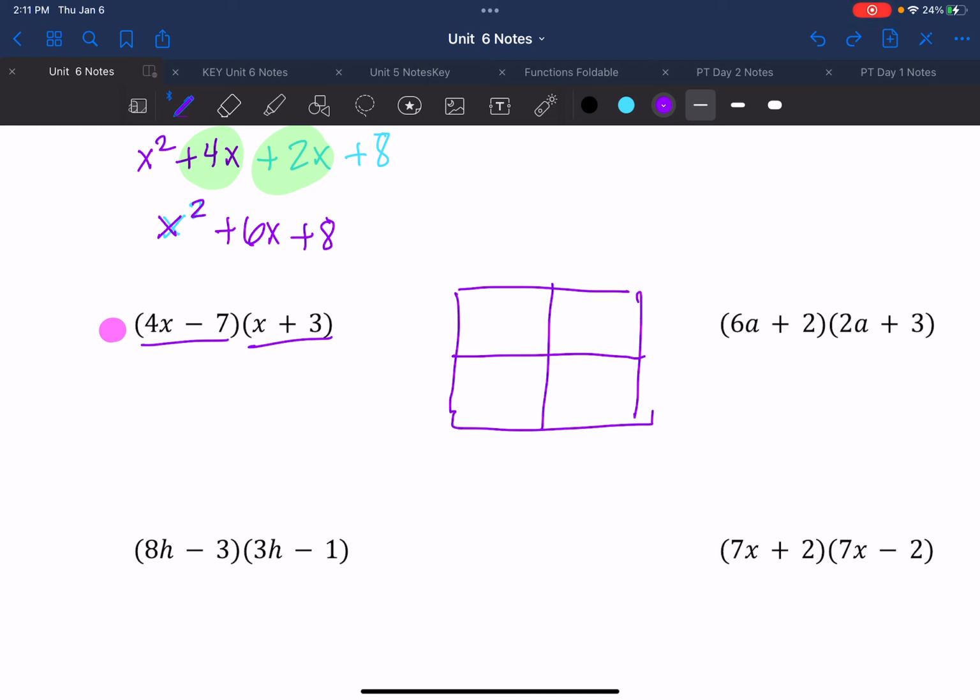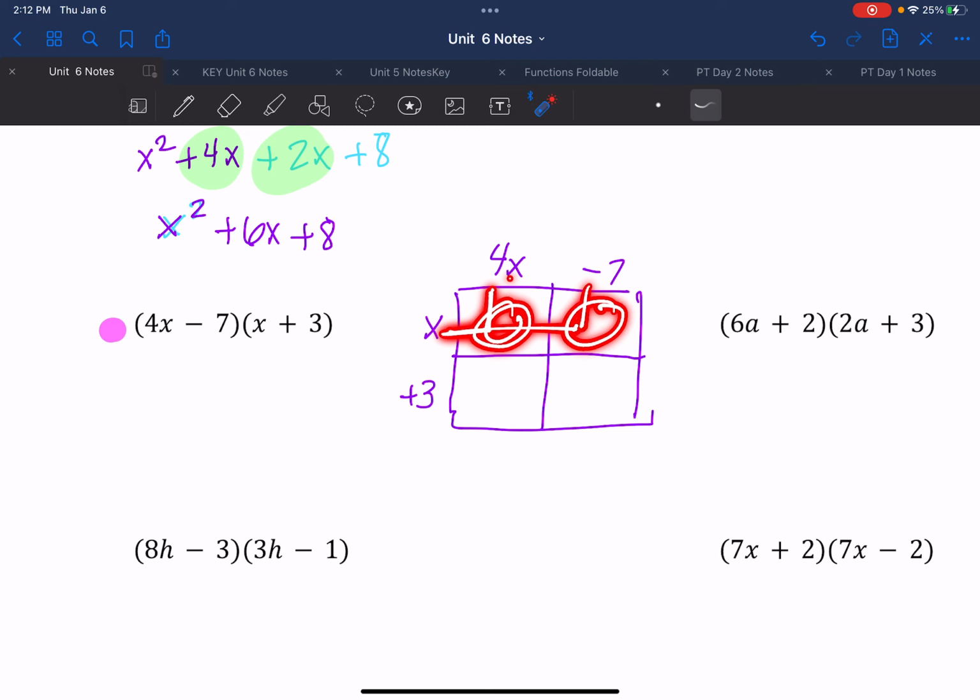So 4x, it doesn't matter if you move this here or on the top. It doesn't matter which way you do it. All right. So let's say I put 4x here and then a negative 7 here, right? Because that's going to be up the top. And then we have x, and then we have a positive 3. Okay, now let's go ahead and multiply. The way you multiply is this. Where these boxes meet, you multiply them. So 4x times x goes here. And then you say x times negative 7 goes here. 4x times 3 goes here. 3 times negative 7 goes here, all right? So let's do that.